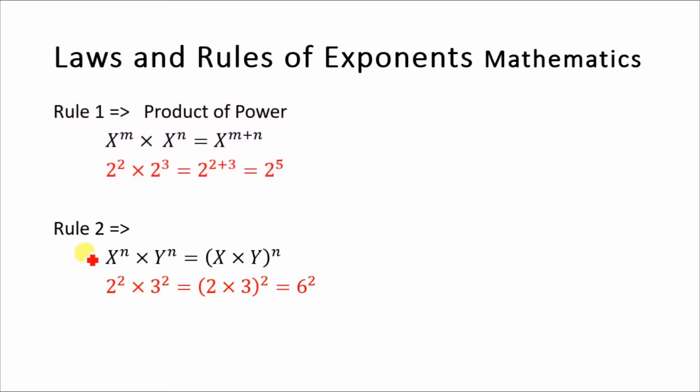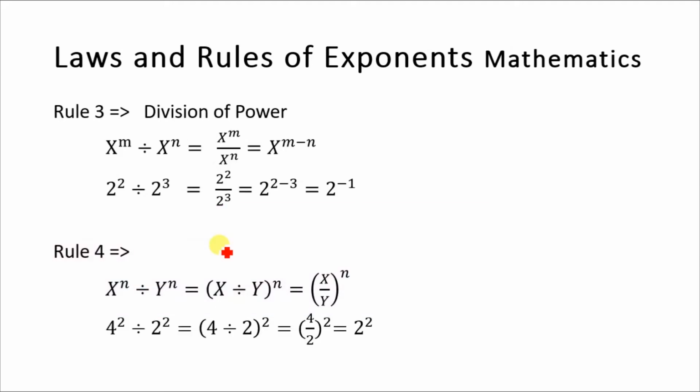Now the second rule: if the powers are the same and the bases are different, then we will simply multiply the bases and take the power common on both of these terms. For example, if we have 2 square multiplied by 3 square, this time 2 and 3 are different but their powers are the same. So we will have 2 multiplied by 3, whole square, and that will be equal to 6 square.